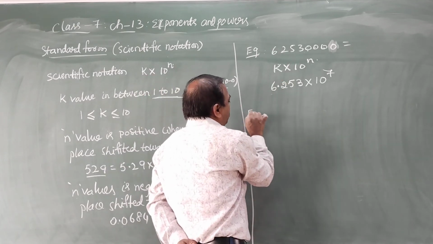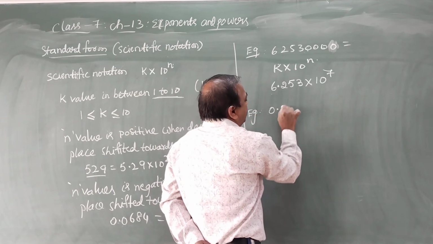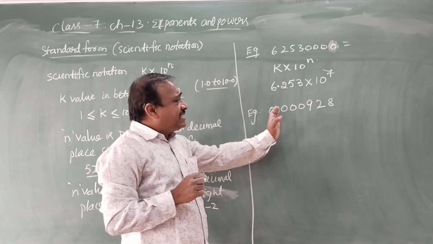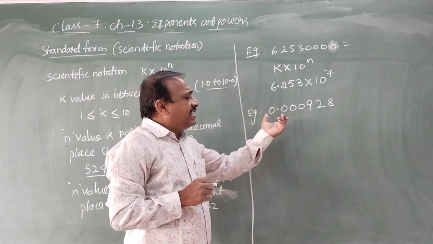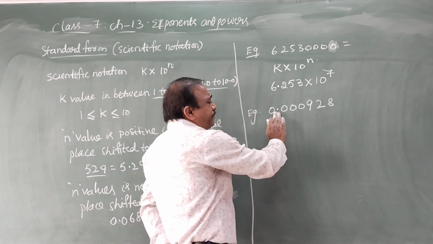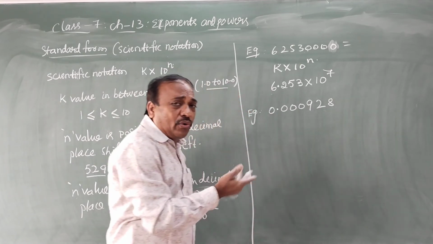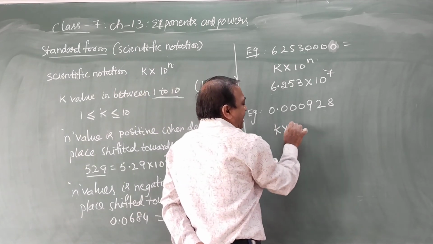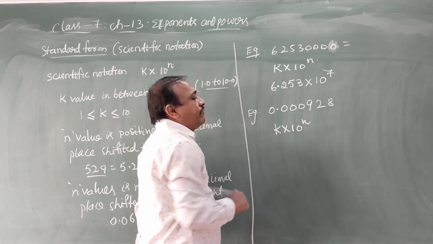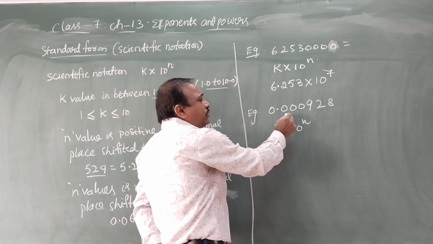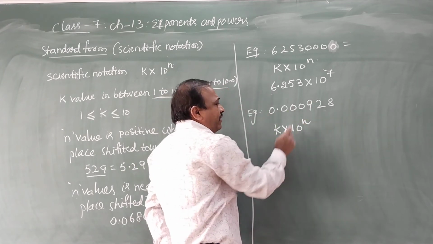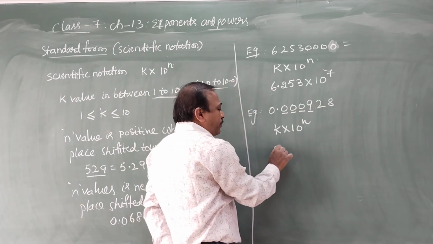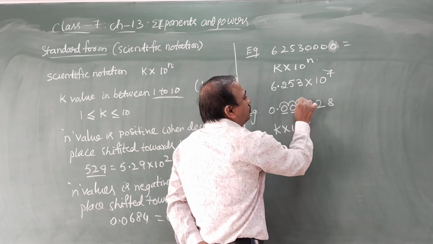Next, one more example you see, that is 0.000928. Observe it. Now this is a very small, minute decimal number. Now you have to express this in the standard form or scientific notation, k into 10 to the power n, where k is in between 1 to 10. So I will move towards this side. On the left side there must be only one digit. 1, 2, 3, 4 digits. After the fourth digit I place the decimal point.